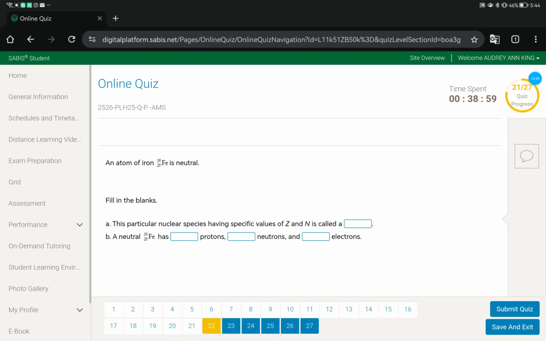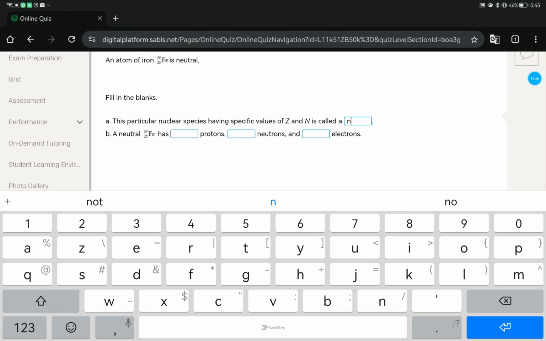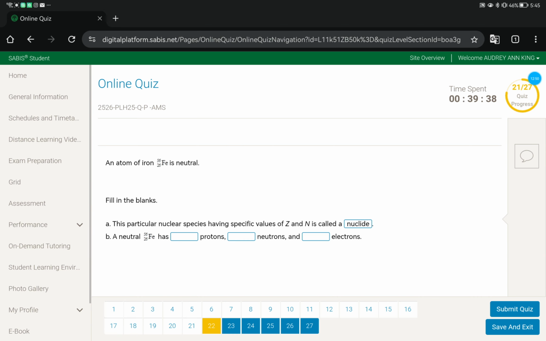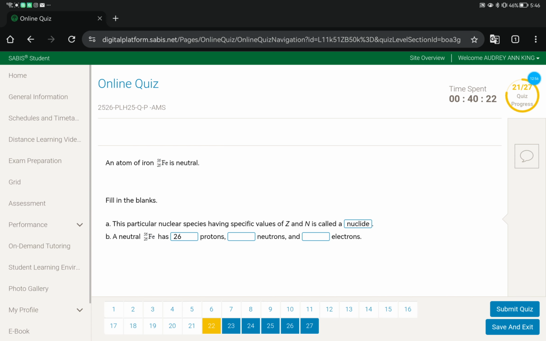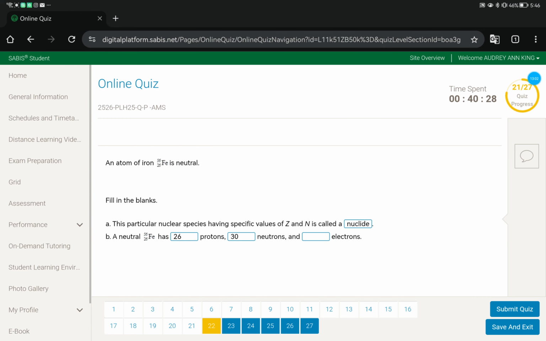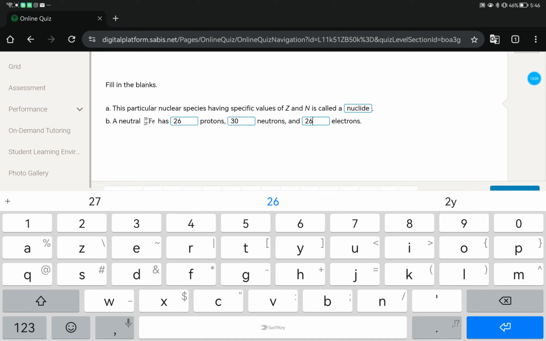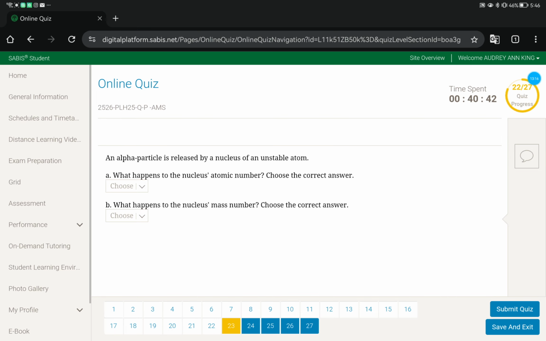An atom of iron 56-26 is neutral. This particular nuclear species, having values of Z and N, is called a nuclide. I don't know how to spell it. Okay, so there are going to be 26 protons because it's at the bottom. Then there are going to be 30 neutrons because you do 56 minus 26. And there are also going to be 26 electrons because it's neutral.